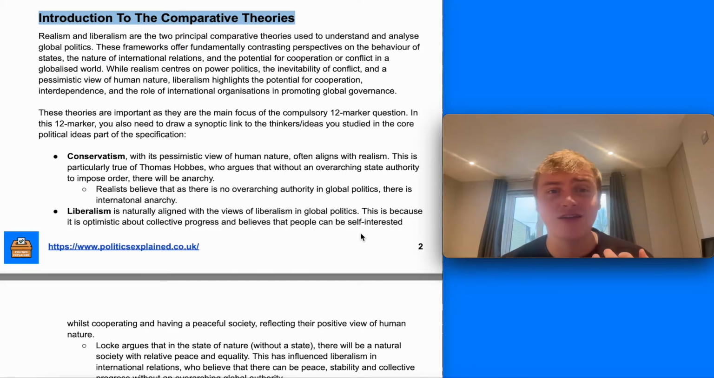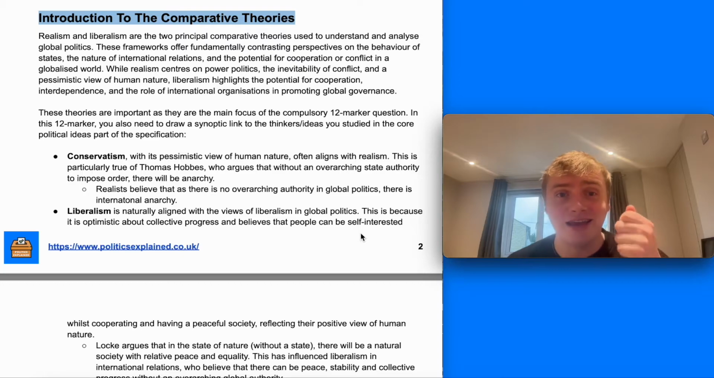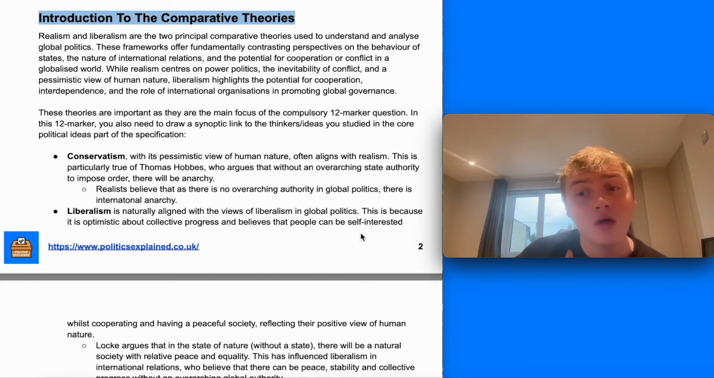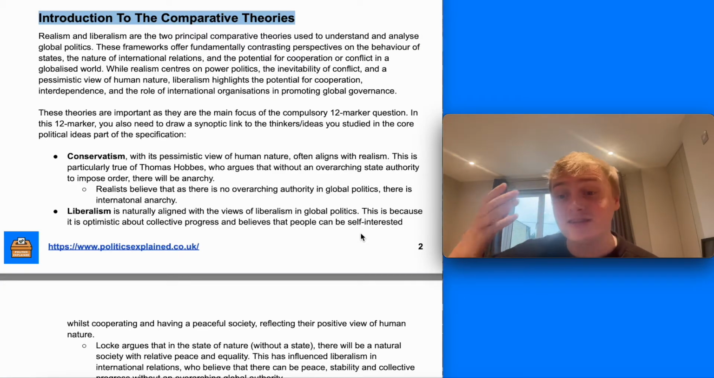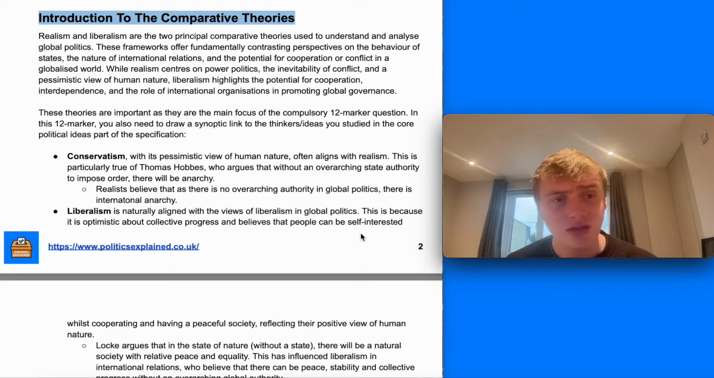While realism centres on power politics, suggests the inevitability of conflict and a very pessimistic view of human nature, liberalism, on the other hand, is far more positive and highlights the potential for cooperation, interdependence between countries, and the role of international organisations in promoting global governance and effectively tackling shared challenges. These theories are important as they are the main focus of the compulsory 12 marker question.